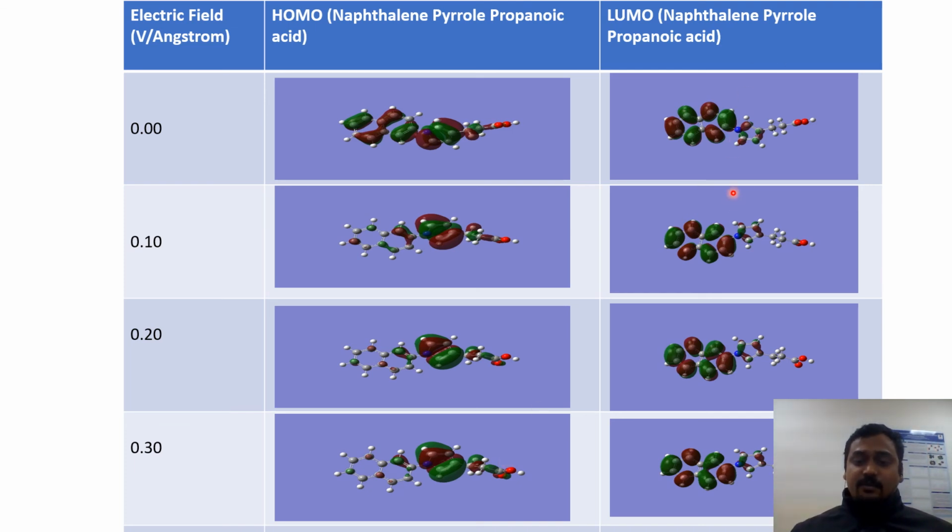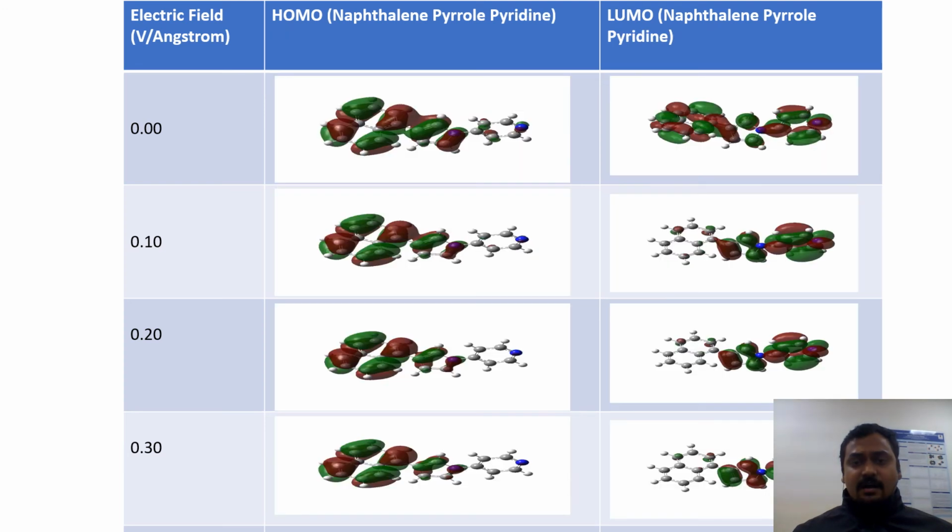Similarly, you see this LUMO picturization. For the second system, the pyrrole-pyridine based system, we have seen the HOMOs on the donor side, and the LUMOs over the whole molecule. As we increase the electric field, that shifts towards the acceptor. So there is some shifting in the LUMO level, which is ultimately helpful in reducing the band gap.